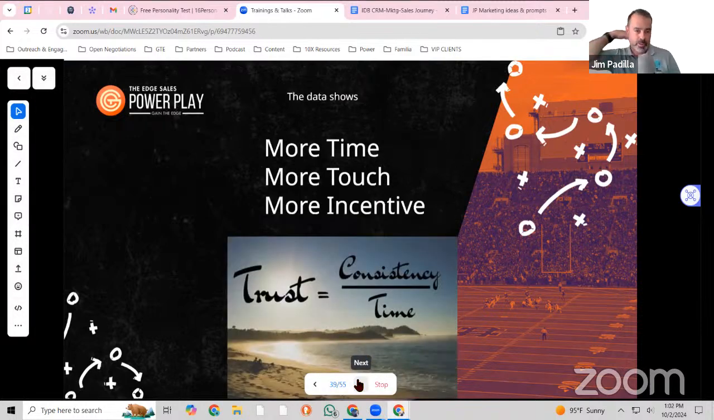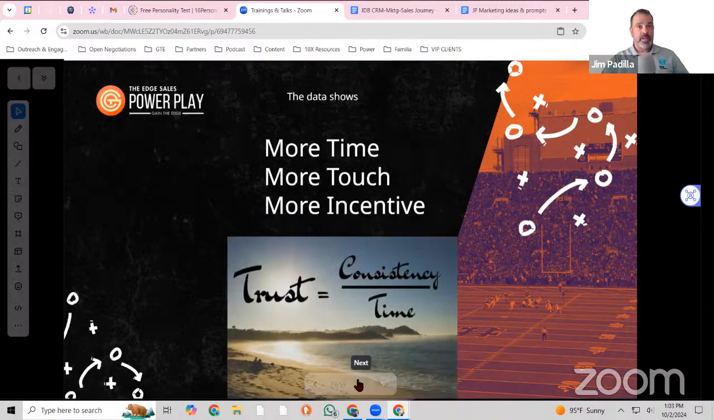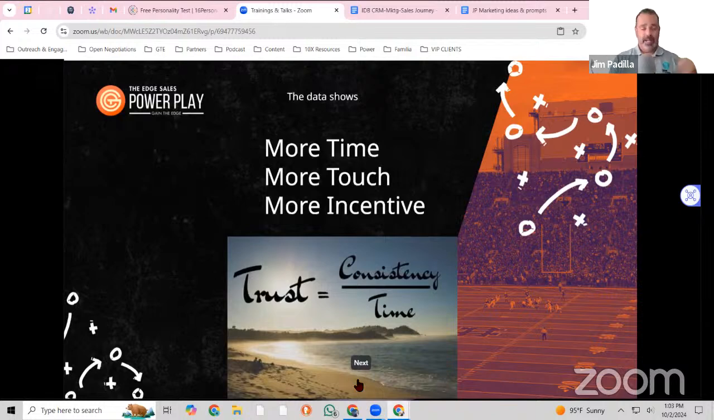So let me show you what's going on. The data shows us, since COVID, we field lots of data. We have hundreds of thousands of sales conversations through the various campaigns that we support. So we have a lot of data, typically more than most people are ever going to have access to in their entire life.